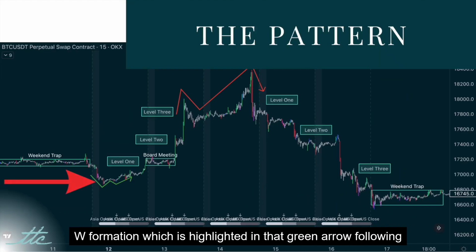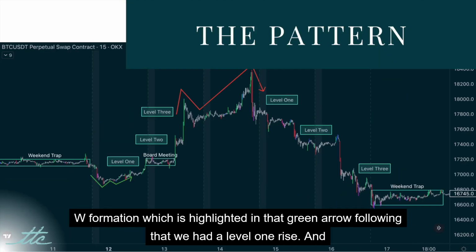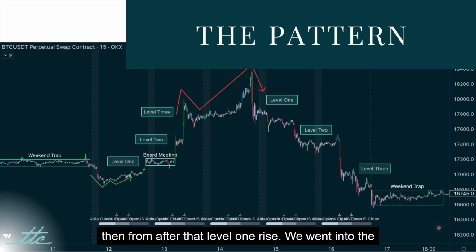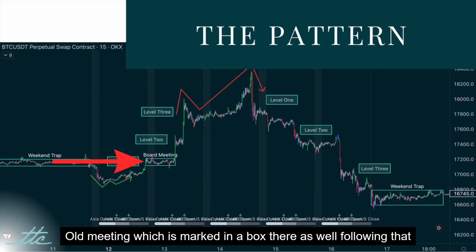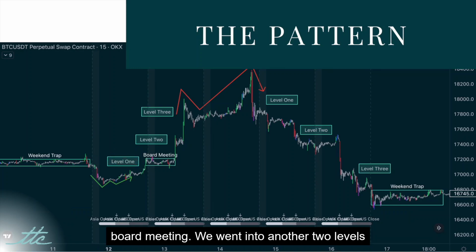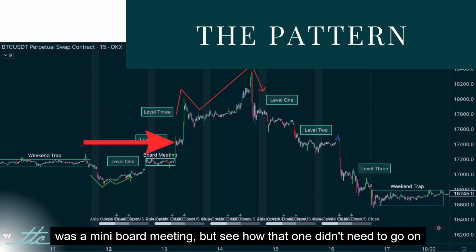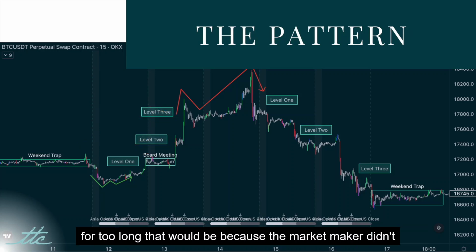Then we followed with a W formation, which is highlighted in that green arrow. Following that, we had a level 1 rise, and then after that level 1 rise we went into the board meeting, which is marked in a box there as well. Following that board meeting we went into another 2 levels of rises. Between level 2 and 3 there was a mini board meeting, but see how that one didn't need to go on for too long? That would be because the market maker didn't really need to accumulate that many contracts in order to get to the next level.